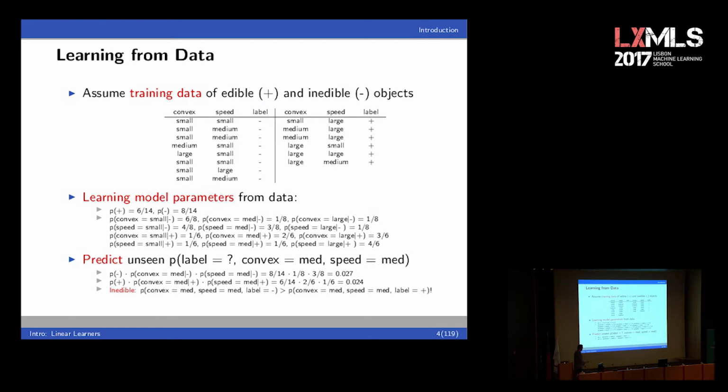So how do we do it? We just compute the probabilities that we have learned before: the probability of inedible times convexity medium given inedible, and speed medium given inedible. We can look it up in the table and we get 0.027. And for the edible, we get 0.024. So our decision on the unseen data, our prediction, is the object is inedible.